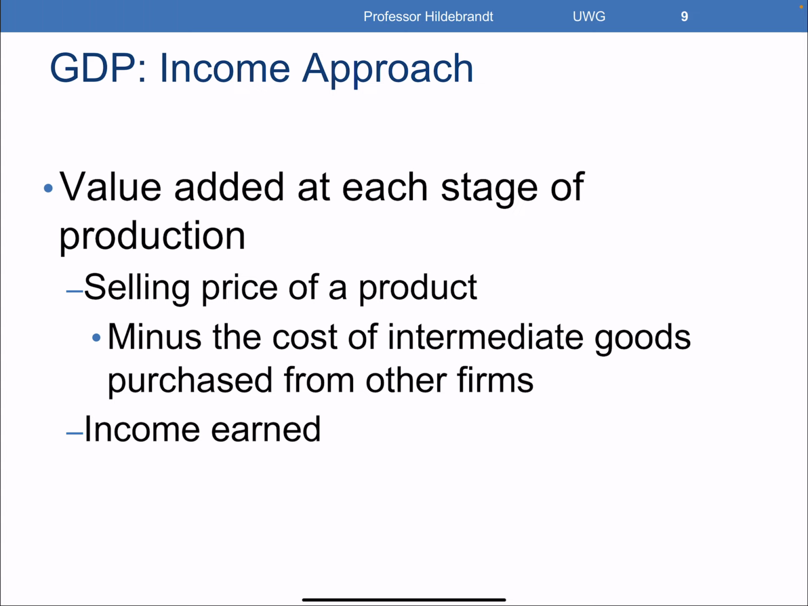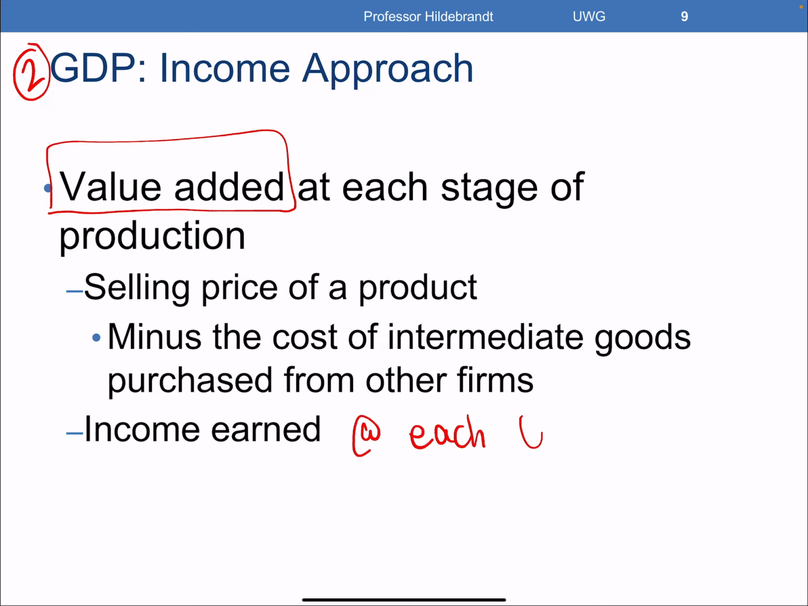So for our second method, the income approach, we're going to do what's called value added. To calculate our value added, we're going to take the selling price of a product, and subtract out the cost of the intermediate goods that we purchased from other firms to transform into a final product that we sell. And so that will give us the income earned at each level of production. That's what we're looking for here. Once we have the income earned at each level of production, we will then sum up all of those to get to the total value added.